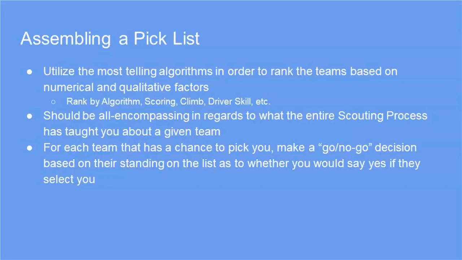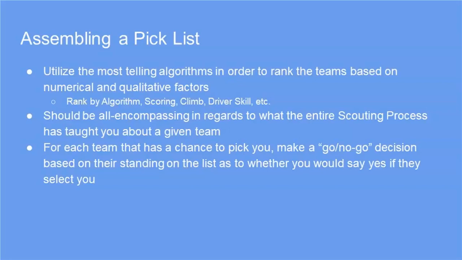And then you'll want to create a go, no-go decision for every kind of possibility that might happen. So for all the teams that are ranked above you, you'll want to say, okay, if this team picks us, we'll say yes. If this team picks us, we'll say no. And then for all the teams ranked below you, you'll want to say, okay, these are first choice, these are second choice, and so on and so forth. And if you create that kind of tree of decisions, alliance selection should be a breeze, because you'll just be able to stick to that list and cross out teams as you go.